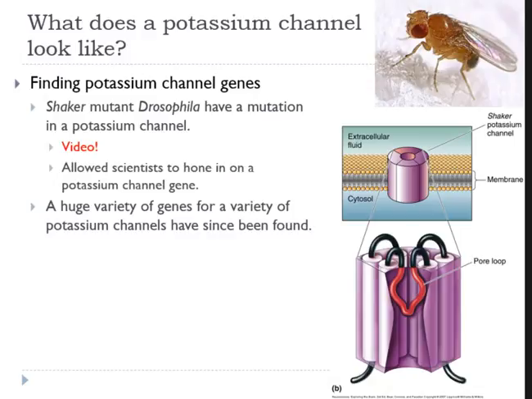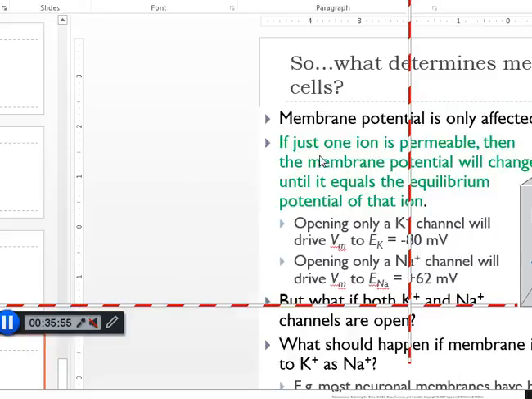Once we started to realize how important potassium was, there was a major effort to go and find these potassium channels. The first one they found was actually found in Drosophila, which are these little fruit flies. Drosophila was incredibly important, especially in the 1900s, and still is as an important model species. The way they found these potassium channels is they discovered basically a neurological mutant. They called it Shaker. And here's a video that shows why they called it Shaker.